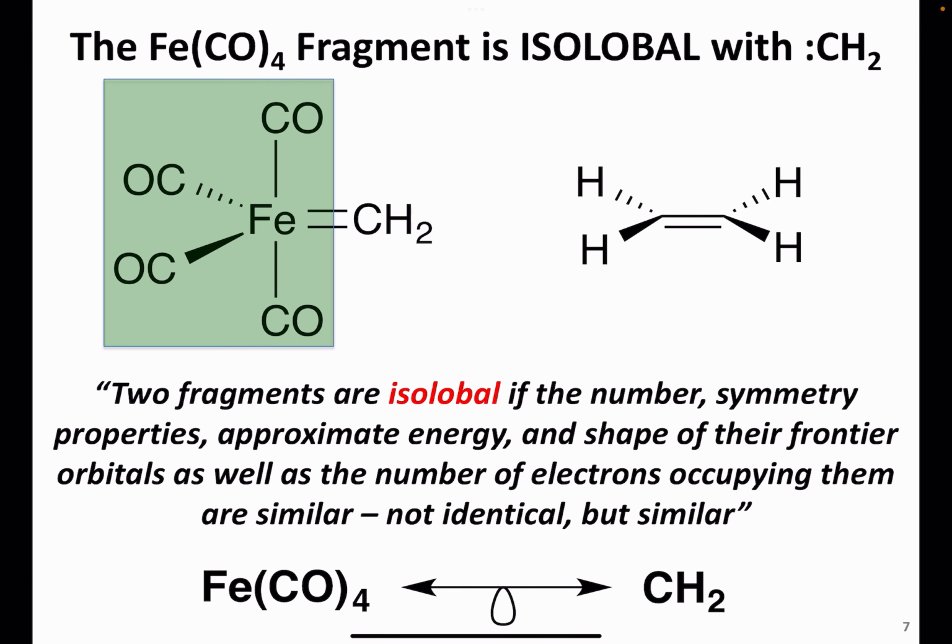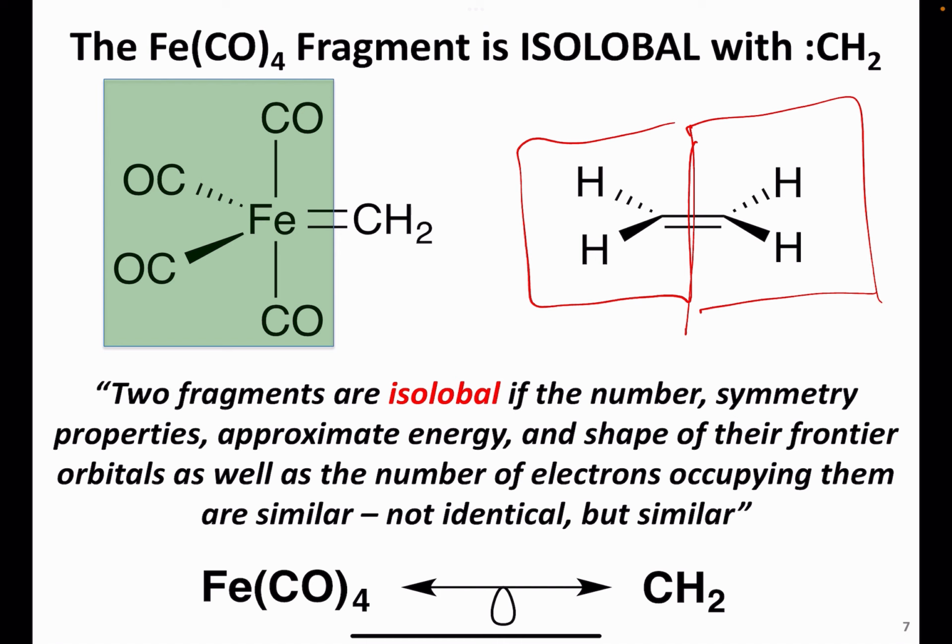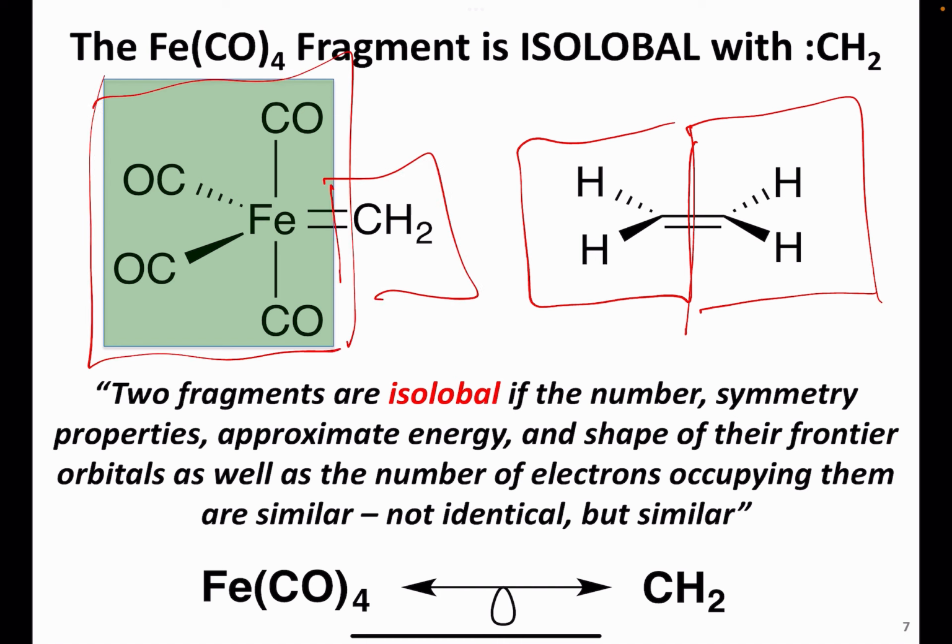And so the iron tetracarbonyl fragment is actually isolobal with CH2. And so just like when you had two CH2s get together to form ethylene, you can have a CH2 get together with the iron tetracarbonyl fragment to form this organometallic carbene. And so two fragments are isolobal if the number, symmetry properties, approximate energy, and shape of their frontier orbitals, as well as the number of electrons occupying them, are similar.